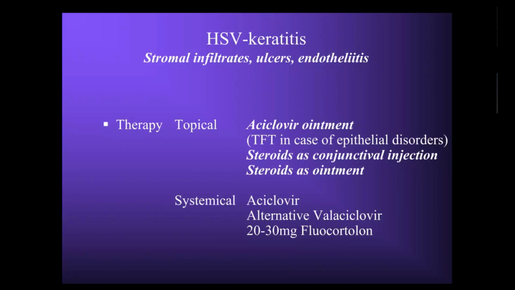Systemic treatment is only necessary in the most severe cases of herpes keratitis. And here, of course, we have the tablets, as in the USA as well. We administer some corticosteroid orally, mostly fluorocortisone, 20 or 30 milligrams in all.